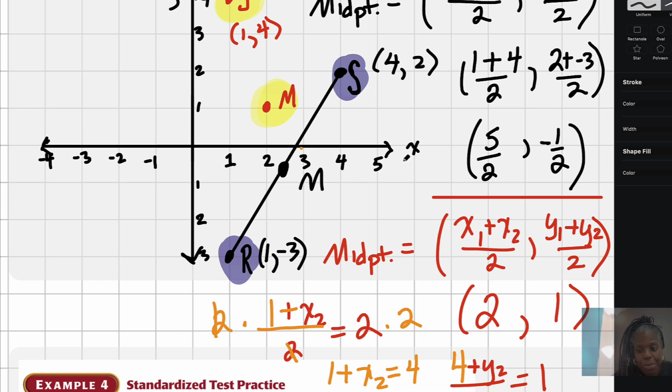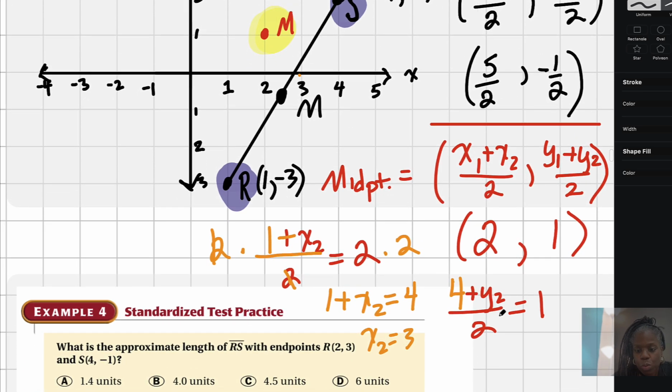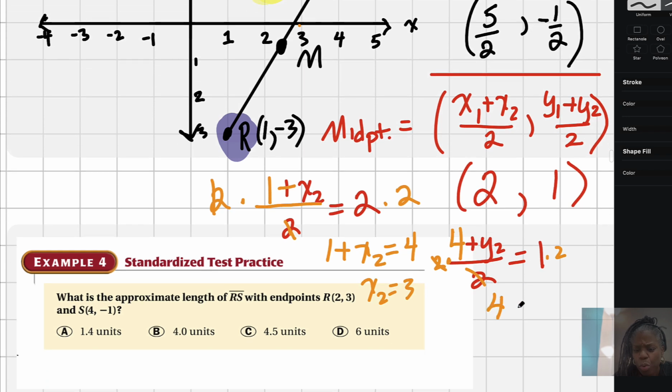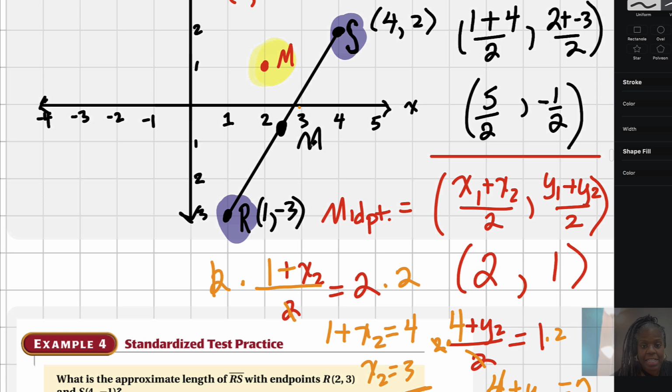Let's find that y term. Again, 4 plus y sub 2 over 2 is equal to 1. Let's solve it how we solved the last one. Multiplying both sides by 2 to get rid of the 2 in the denominator, I end up with 4 plus y sub 2 is equal to 2. Subtract 4 on both sides. When I do that, y sub 2 is equal to -2. So I've got 3, rather, and -2 as my coordinates of this endpoint.